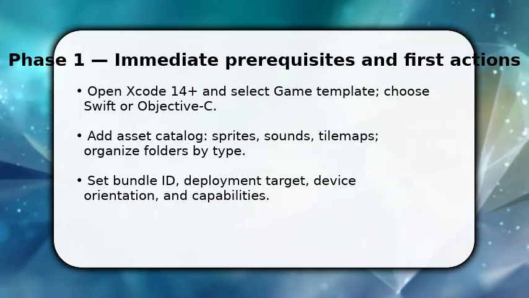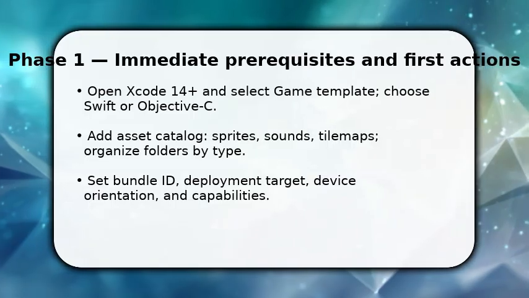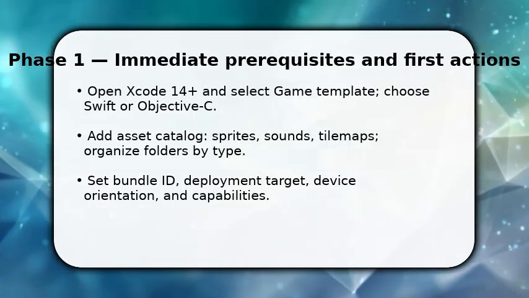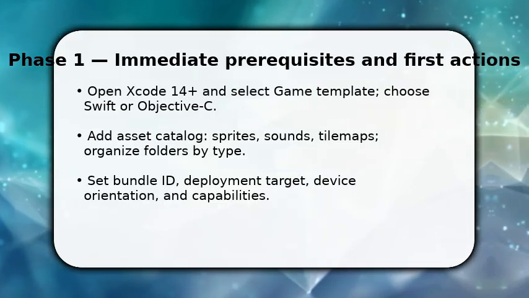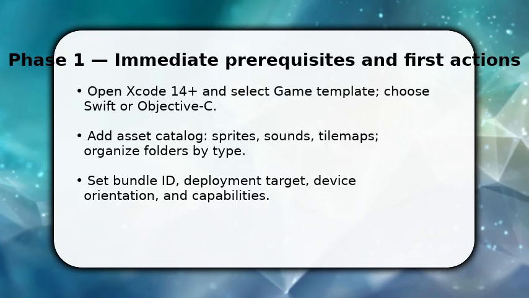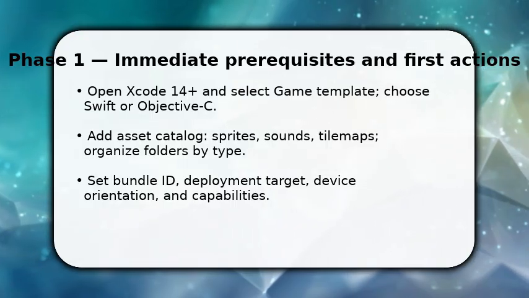You begin by creating a game project in Xcode. Pick Swift for faster development or Objective-C if you need legacy code. Import your asset catalog now: sprites, sounds, tile maps, and place them in clear folders so you don't hunt later.